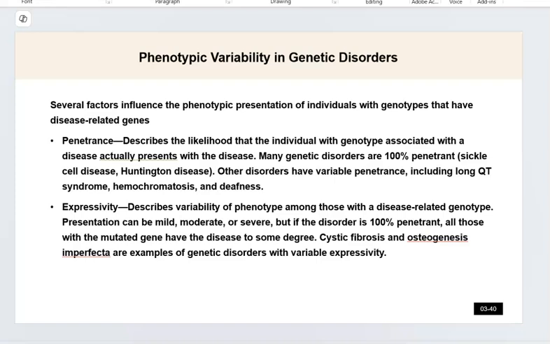such as hemochromatosis. Then expressivity describes the variability of phenotype among those with a disease-related genotype. So the presentation can be mild, moderate, or severe, but if the disorder is 100% penetrant, all those with the mutated gene have the disease to some degree. So the classic one is cystic fibrosis or osteogenesis imperfecta. But cystic fibrosis, you can have people that have a very mild disease or people that have a very severe presentation of their disease.